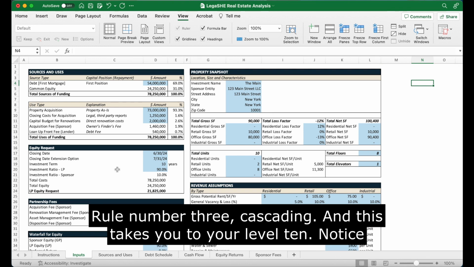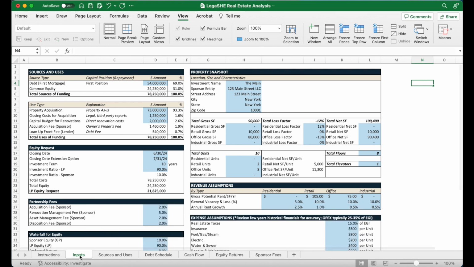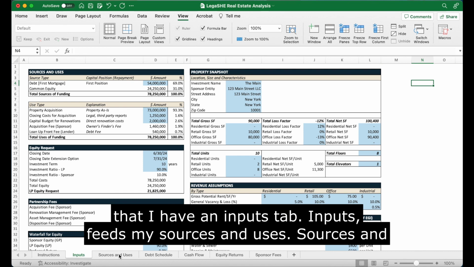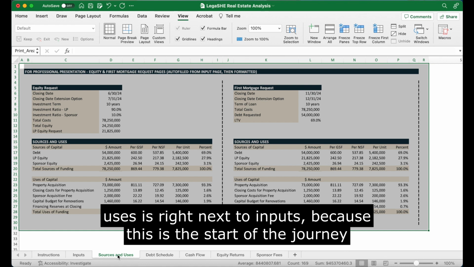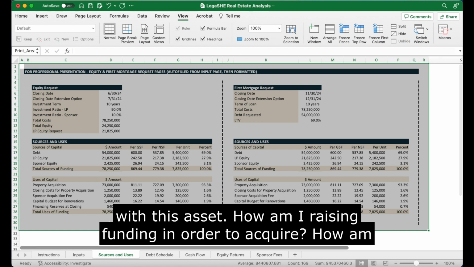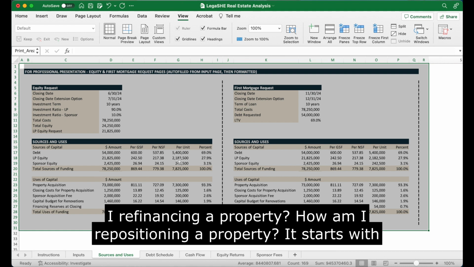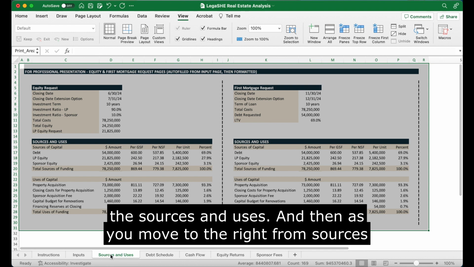And this takes you to your level 10. Notice that I have an inputs tab. Inputs feeds my sources and uses. Sources and uses is right next to inputs because this is the start of the journey with this asset. How am I raising funding in order to acquire? How am I refinancing a property? How am I repositioning a property? It starts with the sources and uses.